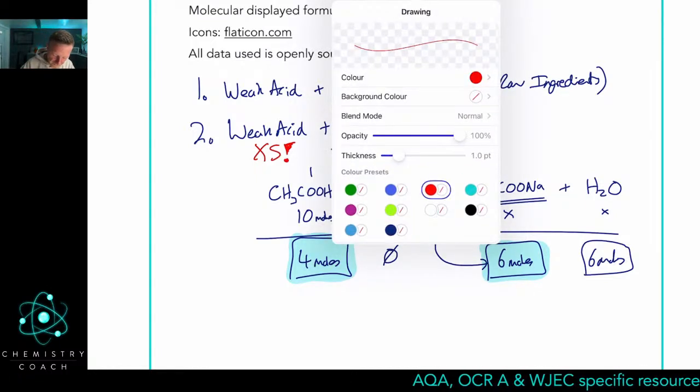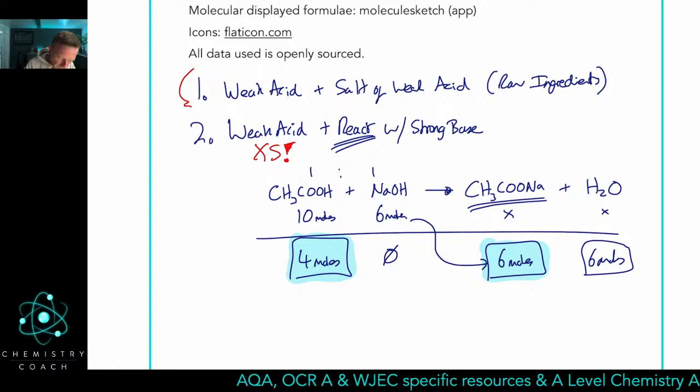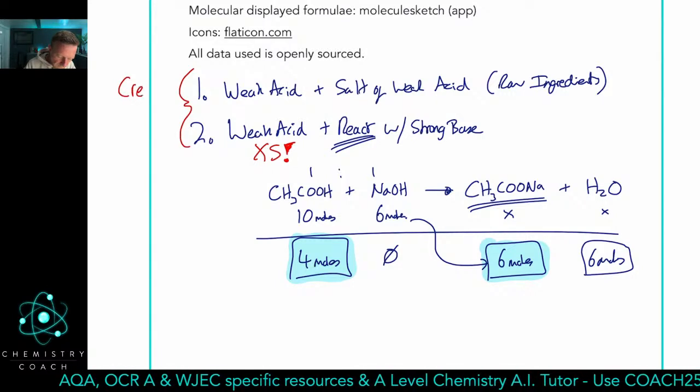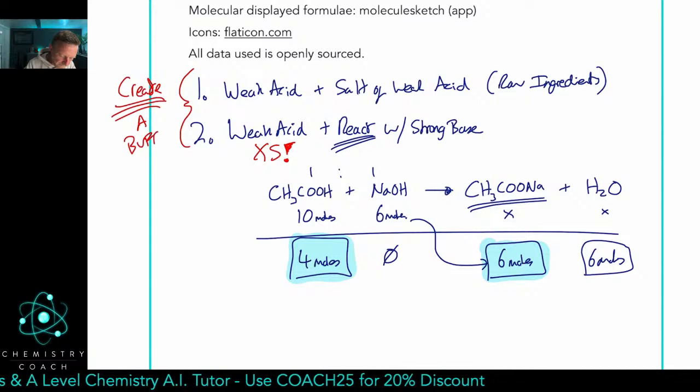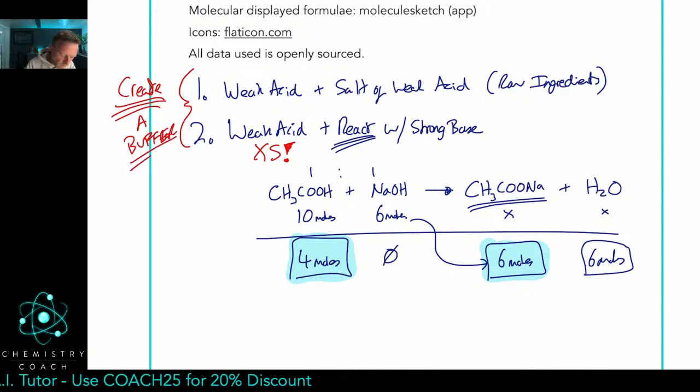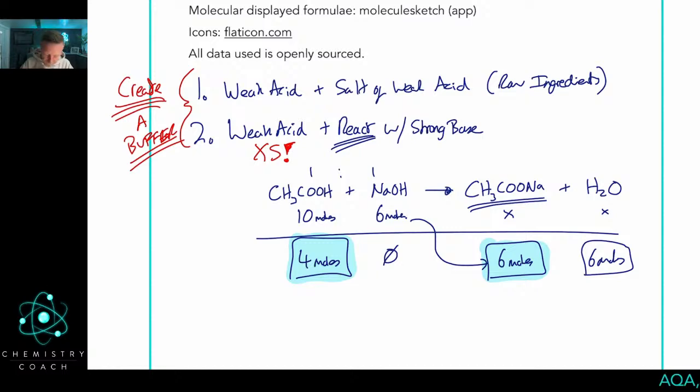So these two together, the type 1 and type 2, are where we create a buffer. So that's question types 1 and 2, where we're creating a buffer, and you need to be able to spot those.